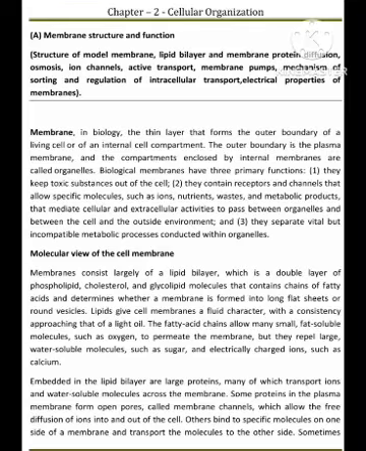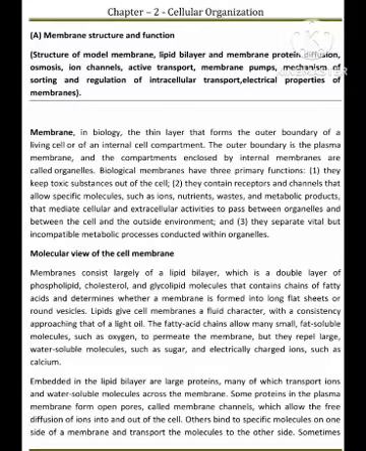The membrane consists largely of a lipid bilayer, which is a double layer of phospholipids, cholesterol and glycolipid molecules that contain chains of fatty acids and determine whether a membrane is formed into a long flat sheet or round vesicles. Lipids give cell membranes a fluid character with a consistency approximating that of a light oil. The fatty acid chains allow many small fat-soluble molecules such as oxygen to permeate the membrane, but they repel large water-soluble molecules such as sugar and electrically charged ions such as calcium.